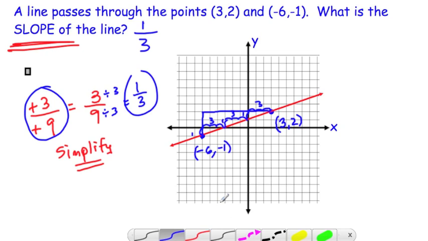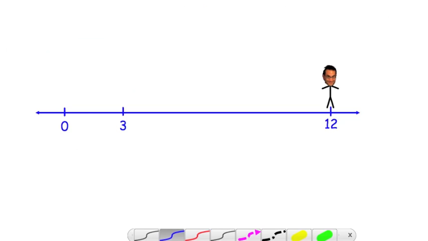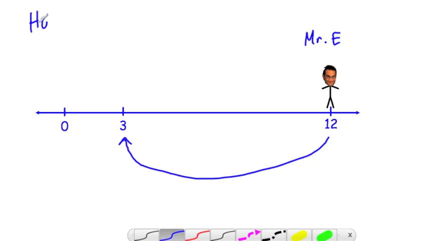Now, as you might imagine, there's a much easier way of doing this. We don't have to draw a graph. We don't have to count everything out. So let's look at something kind of related but different. Let's say you got Mr. Eckert here. All right, looking cool as always. And let's say Mr. Eckert needs to walk from 12 to 3. And the question is, how many steps does he take?